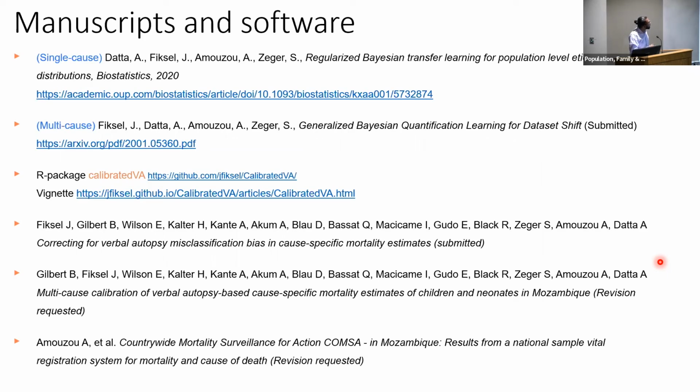That's another line of work going forward. That's it. These are the papers. The 2 are the methods papers, the single cause and the multi-cause. I have not updated this citation; this is now published in JASA. This is the R package, and these are the 3 papers coming out of the COMSA analysis.